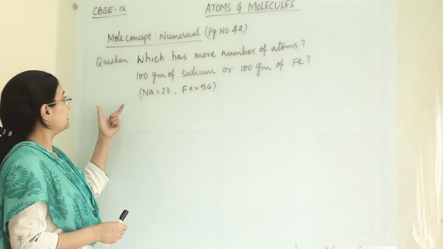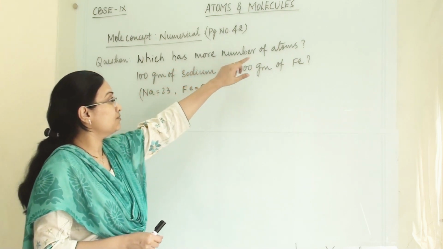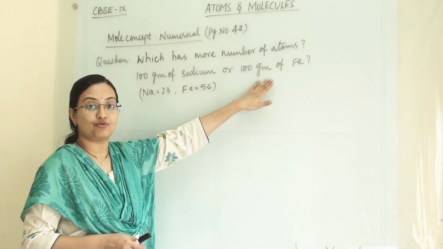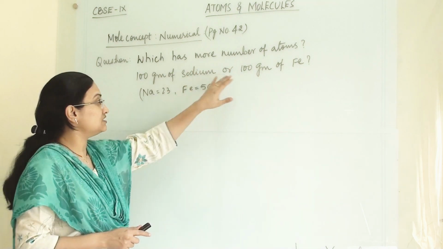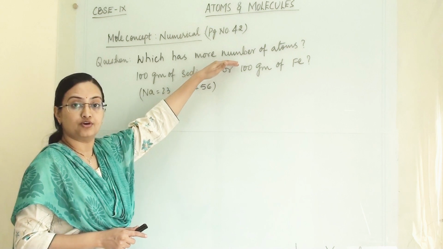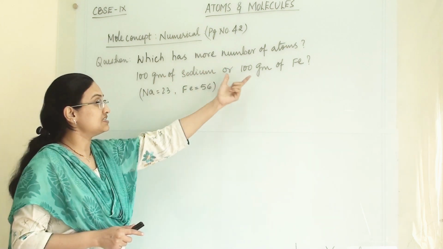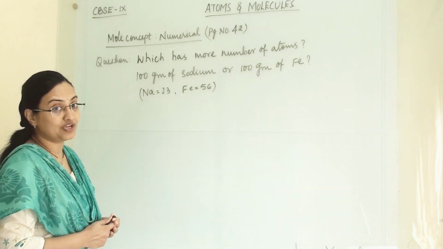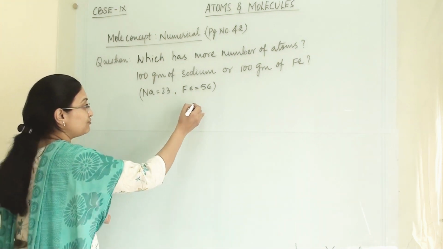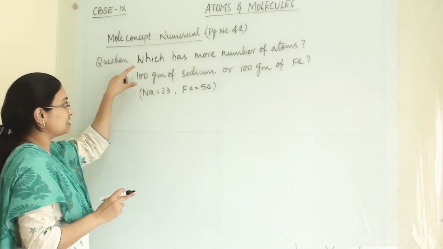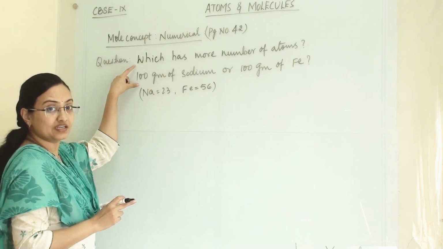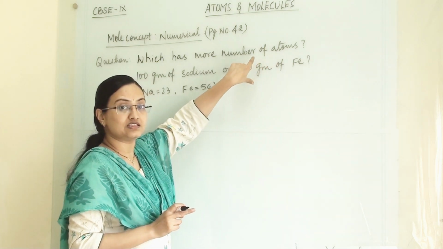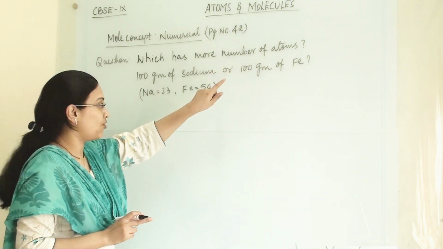Our next numerical is: which has more number of atoms, 100 gram of sodium or 100 gram of iron? So among these two, which has more number of atoms? Their mass is same, but which has more number of atoms, that we have to find out. So first we have to find out how many moles the sodium is consisting in 100 gram and how many moles iron is consisting in 100 gram of its weight.